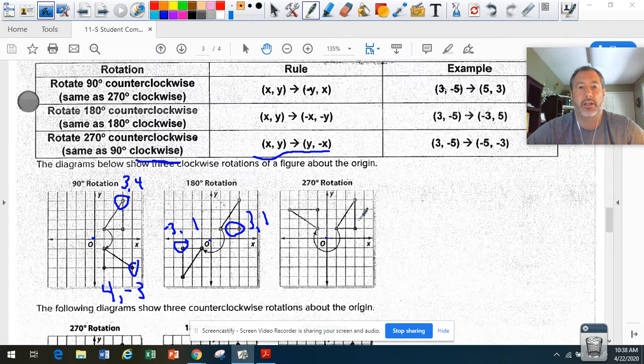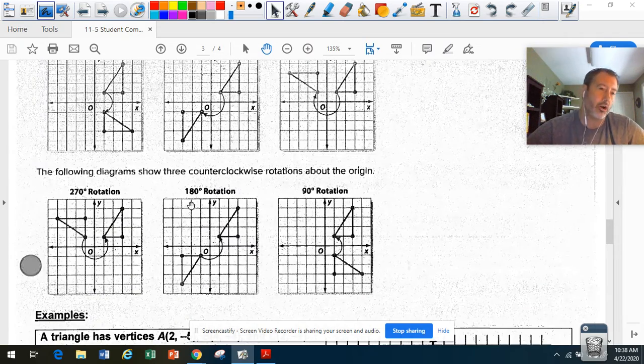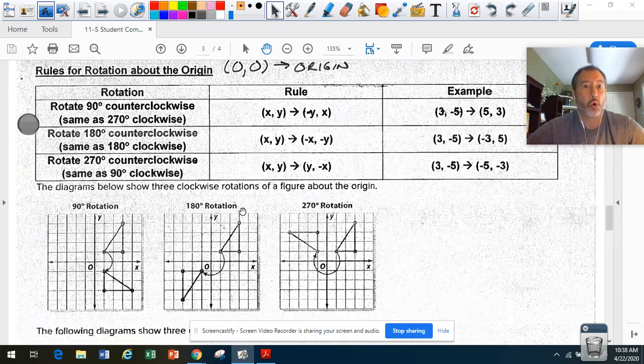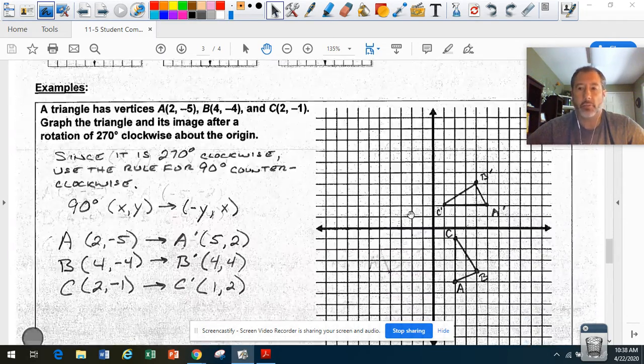Very, very good. Okay, same thing here with 270 degrees. Make sure you're following these rules and go from there. So let's continue down. Okay, same thing here. Use your rules. Your rules are going to be extremely important here to follow, okay? So let's go here. Let's do some examples here.